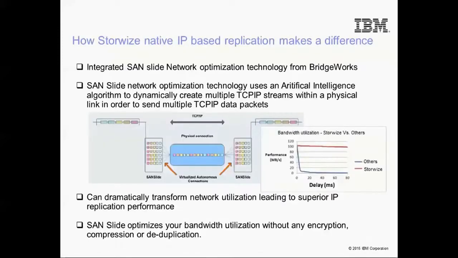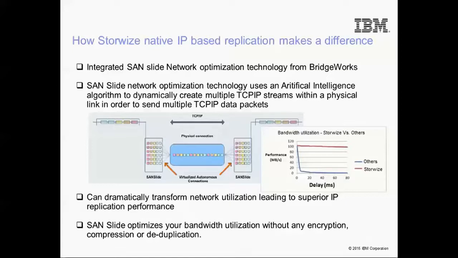On the other hand, with the integrated SAN slide network optimization technology from Bridgeworks, IBM SVC and Storwize systems are highly effective in optimizing the utilization of available bandwidth on wide area network links by mitigating high latencies. The SAN slide uses an artificial intelligence algorithm to dynamically create multiple TCP/IP streams within a physical link in order to send multiple TCP/IP data packets, and this can significantly increase the link utilization across the WAN between the two Storwize systems.